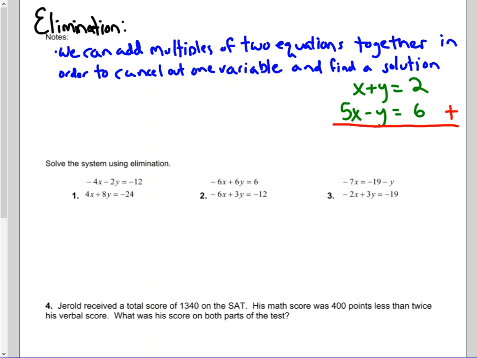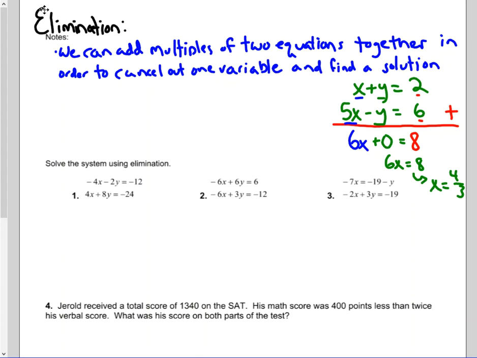So here, if we remember our like terms and we add everything with x's together, so x plus 5x gives us 6x, and everything with y's together, so y and negative y make 0y, or just 0, and then everything without any variables together, 2 and 6 gives us 8. We will be left with an equation with just one variable. 6x equals 8, which gives us x is equal to 4 over 3.